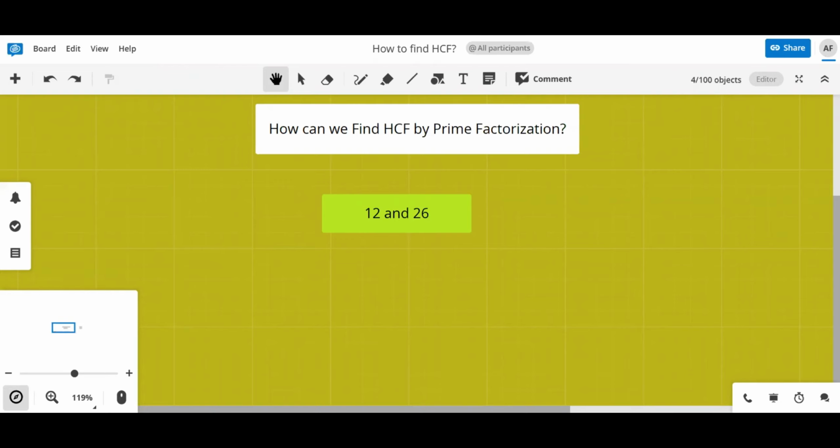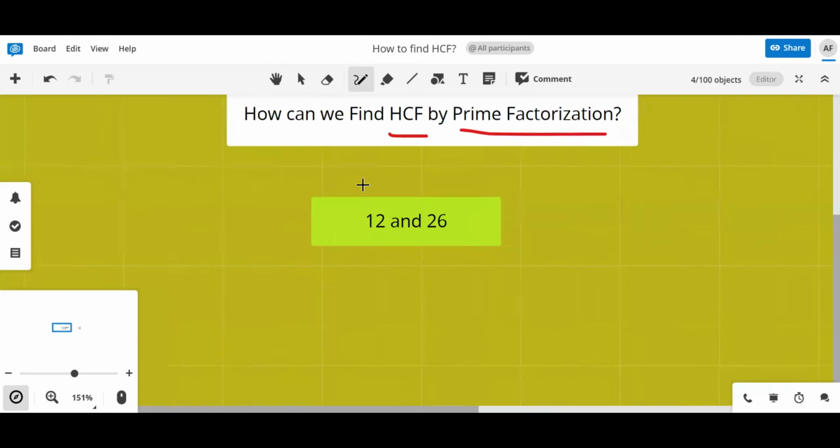So let me start our today's topic. The topic will be how we can find HCF by prime factorization. Let me repeat, how we can find HCF by prime factorization. The full form of HCF is highest common factor. We can find the highest common factor for two numbers or more than two. Let me tell you how.